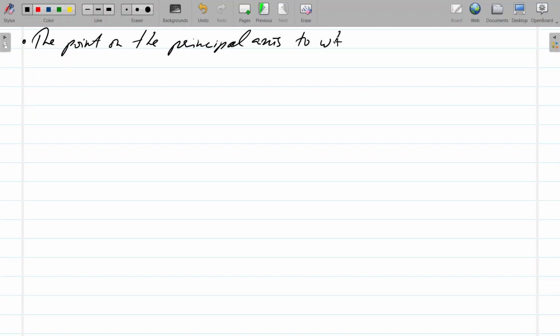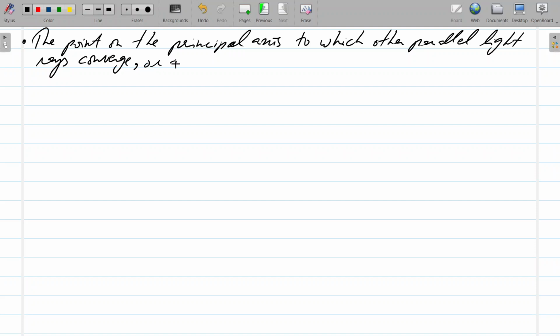So, to which other parallel light rays converge or appear to diverge from. Appear to diverge from. What are they talking about?